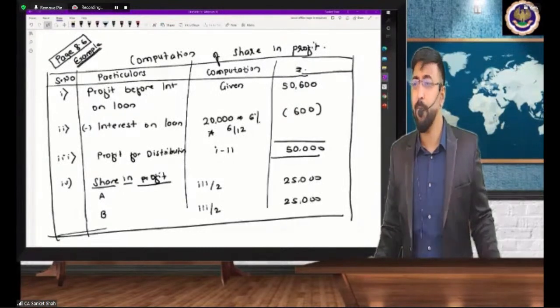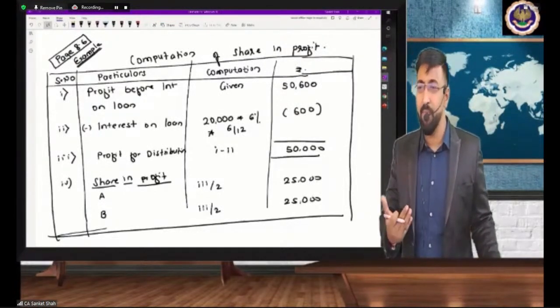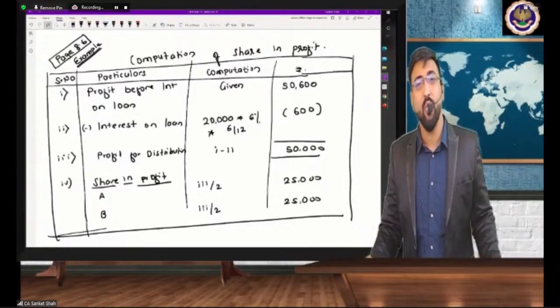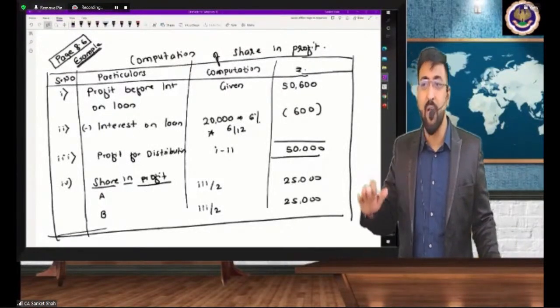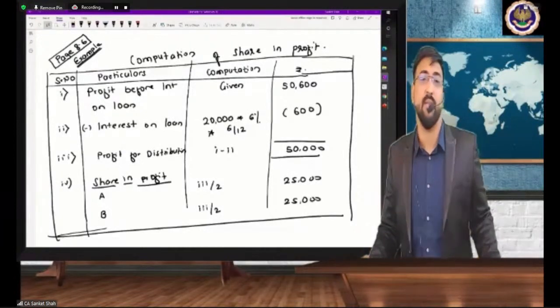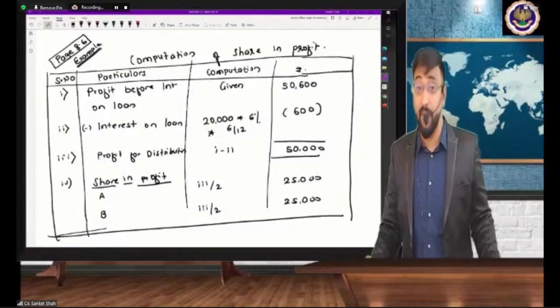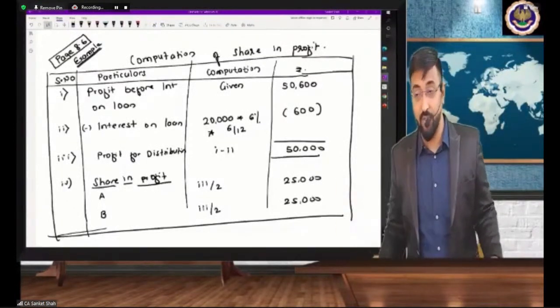So it is my first day, so it will take time for interaction also. So don't worry. In 2-3 days it will start very smoothly. Company accounts, NPO and partnership. That second module is really a difficult one that I am going to take in the next session. Okay.